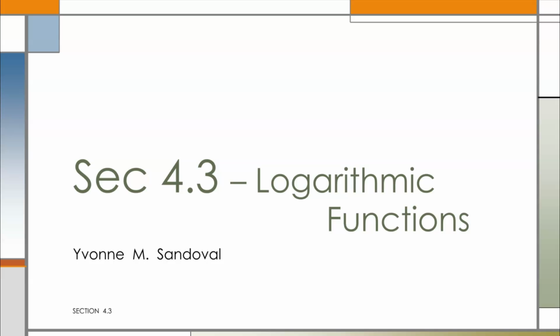Section 4.3, Logarithmic Functions, Part 4.